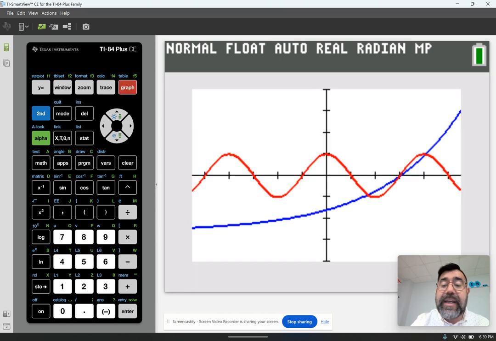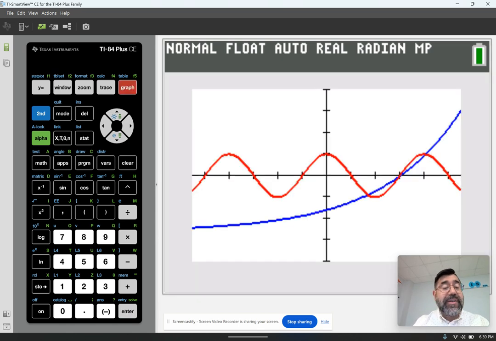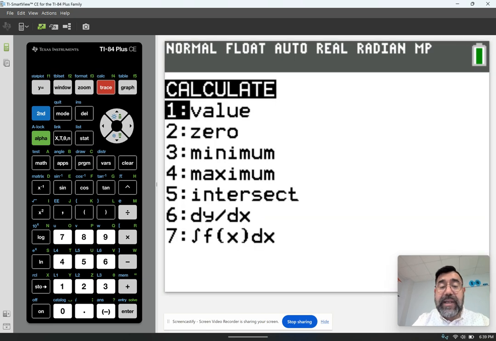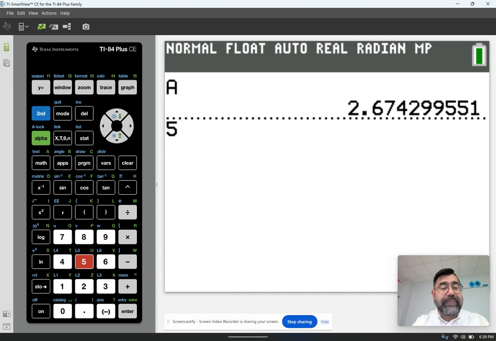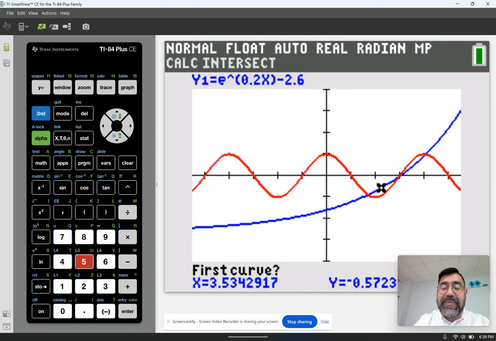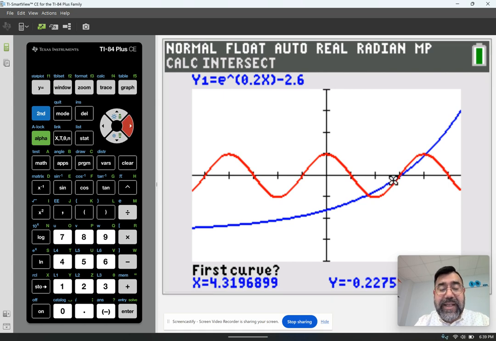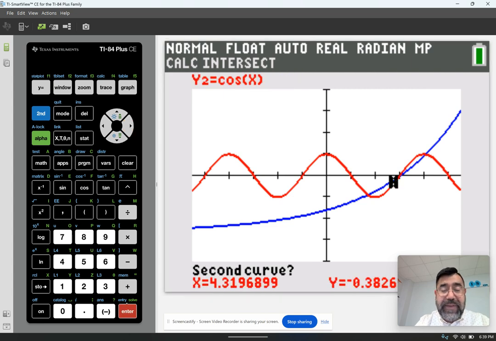Okay, let's go back. I need to find the other intersection points. So I'm going to keep going. Second trace, option number 5, the intersect. I'm going to move closer to the next intersection point. Again, it's asking me, is the blue curve the first curve? Yes. Is this red one the second curve? Yes. Press enter, and it's going to give me the next intersection point.